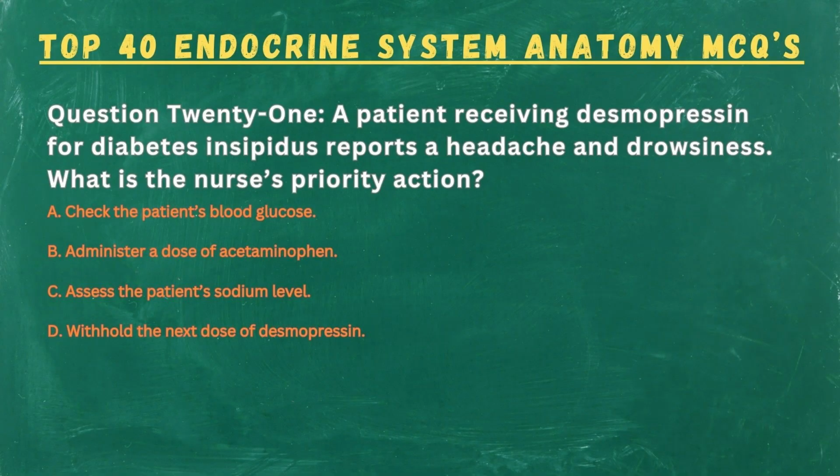Question 21. A patient receiving desmopressin for diabetes insipidus reports a headache and drowsiness. What is the nurse's priority action? A. Check the patient's blood glucose. B. Administer a dose of acetaminophen. C. Assess the patient's sodium level. D. Withhold the next dose of desmopressin. Answer: C. Assess the patient's sodium level.